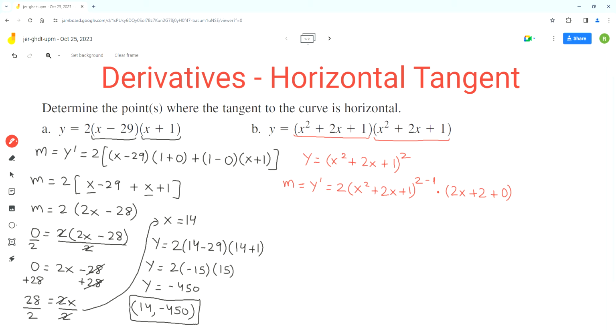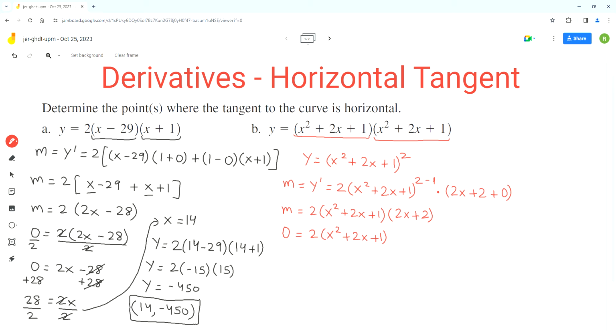So now we can simplify this expression. So m equals 2, then parentheses x squared plus 2x plus 1, and the exponent is just 1, so we should not write 1 as the exponent. And in the second parentheses, we just get 2x plus 2. Now we have to find the points where the tangent is horizontal. That means the slope of the tangent is equal to 0. So we'll sub in m as 0 on the left side of this equation. So we get 2 times (x squared plus 2x plus 1).